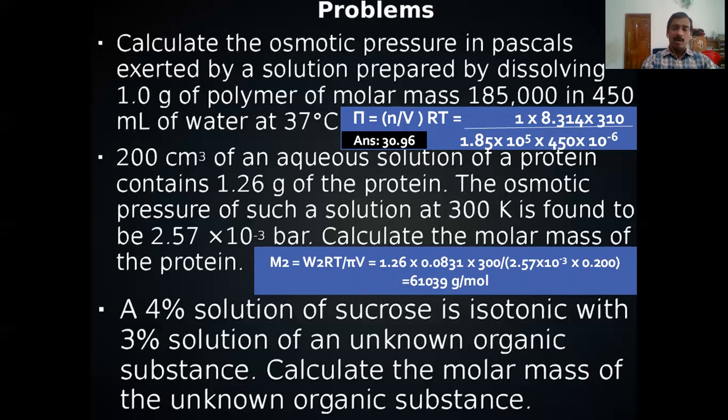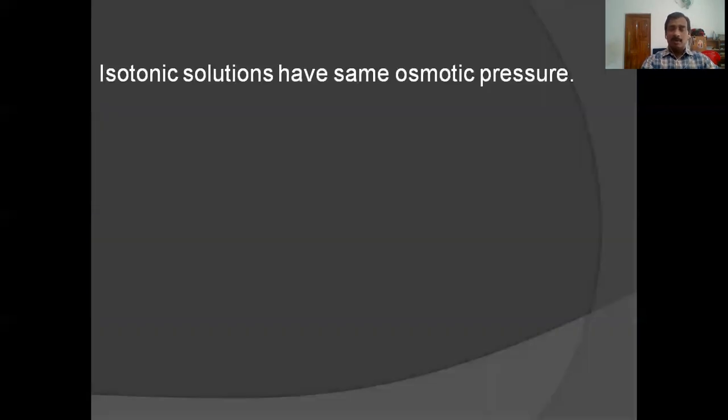The third question: a 4% solution of sucrose is isotonic with a 3% solution of an unknown organic substance. Calculate the molar mass of the unknown organic substance. So here, the two solutions are isotonic. The first one is a 4% solution. What is the meaning? 4 gram solute, that is sucrose, in 100 gram solution, or approximately we can take 100 ml solution. And the second one, 3 gram in 100 ml. Based on this, we can do the calculation. Isotonic solutions have the same osmotic pressure.